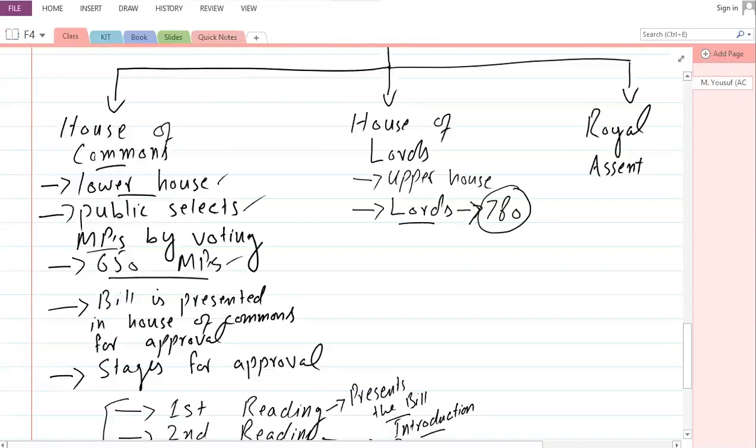So how are these Lords selected? On the contrary, we can see that MPs in the House of Commons are elected by the public. But Lords, on the other hand, are not selected by the public. So who selects the Lords? Basically, Lords are selected by the HOL Appointment Commission.